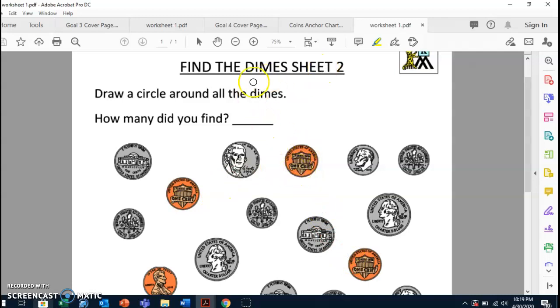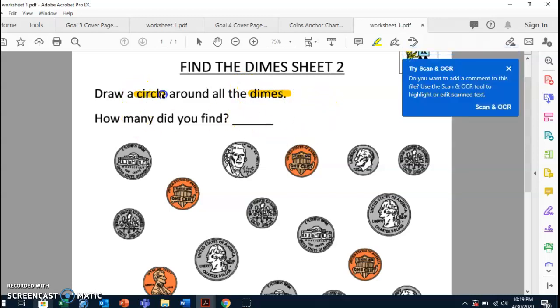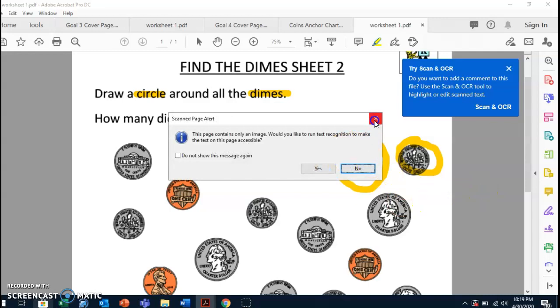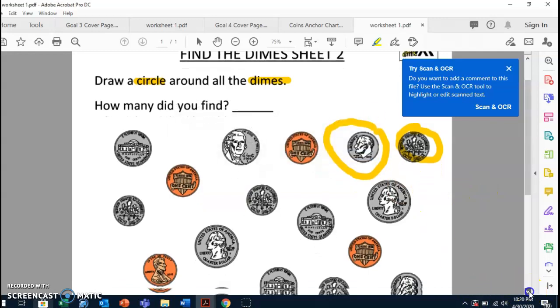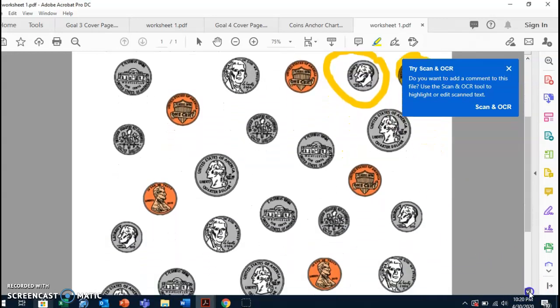And remember, we are looking for dimes. We're going to circle the dimes. Is this a dime? Yes, this is a dime. So you're going to circle it. This is the front side of a dime, and this is the back side. So we're going to circle this one too. And you're going to look for all the rest of the dimes in your worksheet. So this is going to be goal number 4.